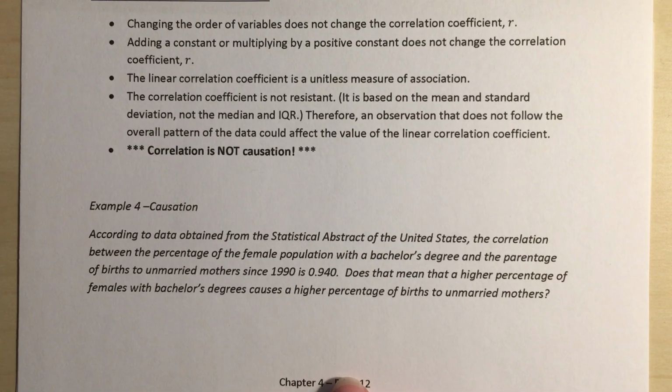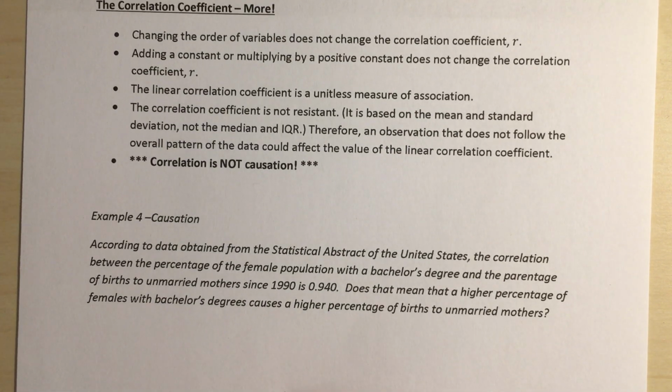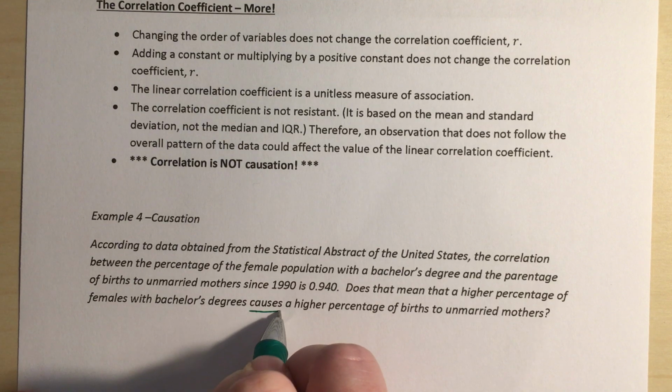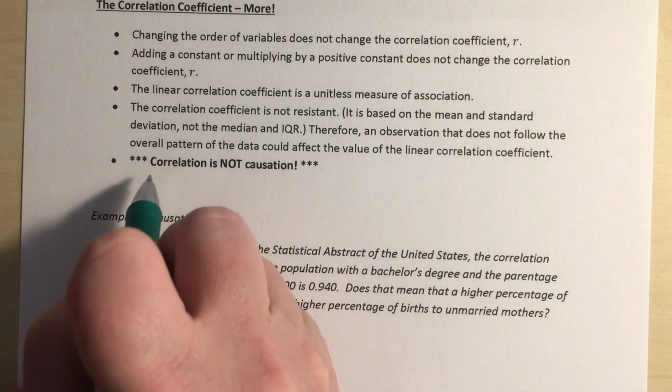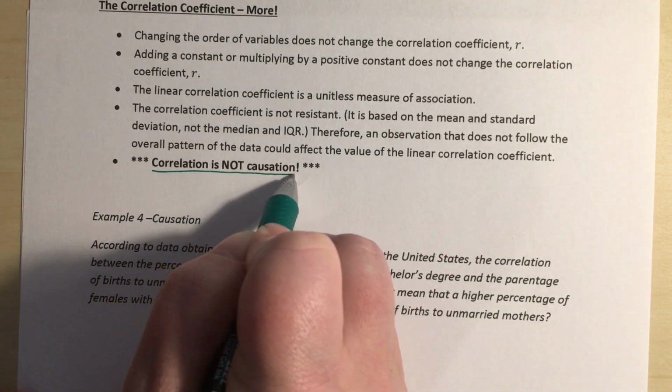All right, so in example 4, we are going to look at this example. According to data obtained from the Statistical Abstract of the United States, the correlation between the percentage of the female population with a bachelor's degree and the percentage of births to unmarried mothers since 1990 is 0.940. Does that mean that a higher percentage of females with bachelor's degrees causes a higher percentage of births to unmarried mothers? What we want to look at here is that word causes. Just because we have a large number here, we cannot use this word causes. Correlation is not causation.